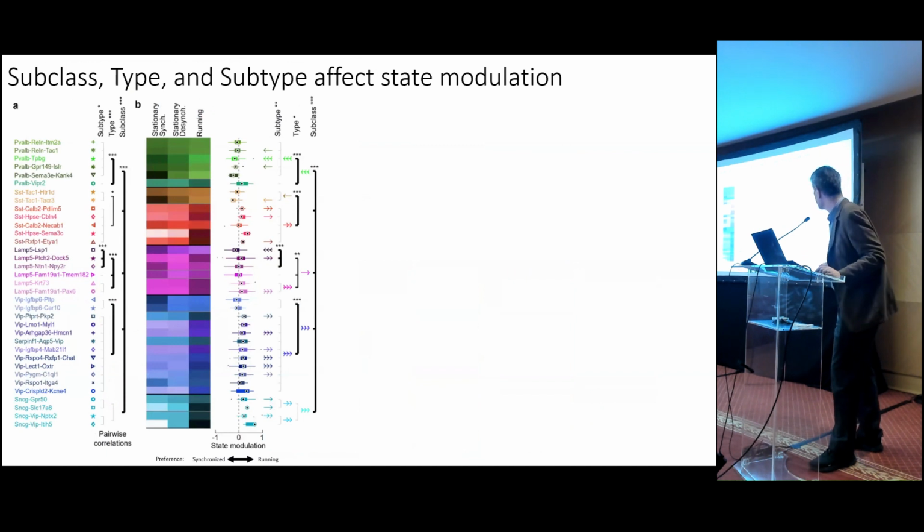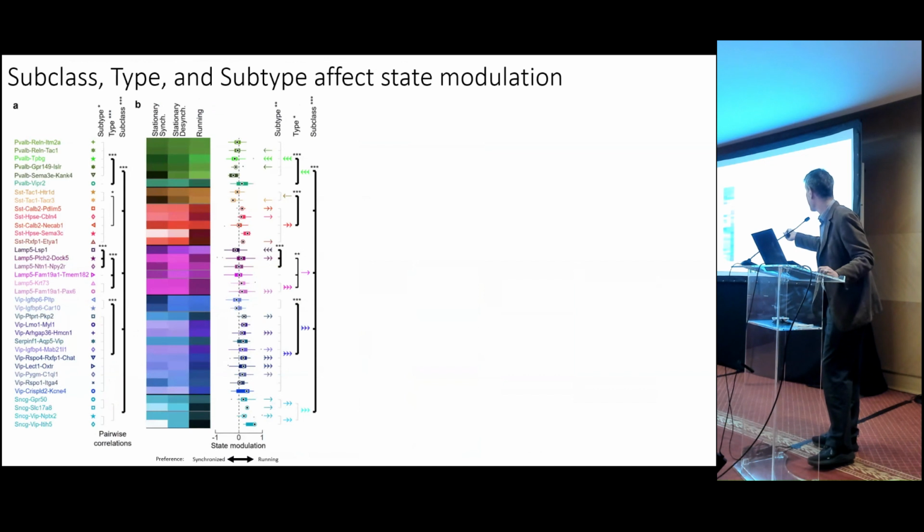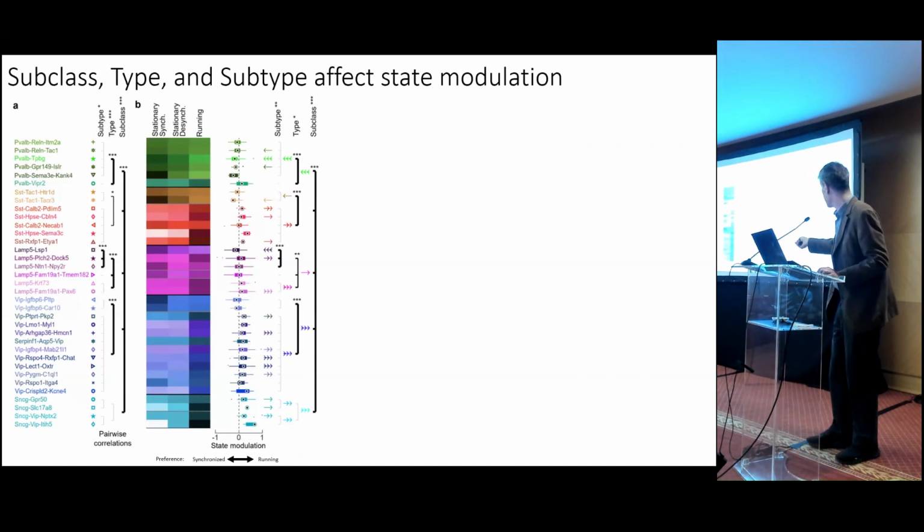So if we do the same statistical method as before, now we see a difference at all levels of the hierarchy. This is telling us about spontaneous correlations, and this one's telling us about the correlation with running. Let's just look at this one.